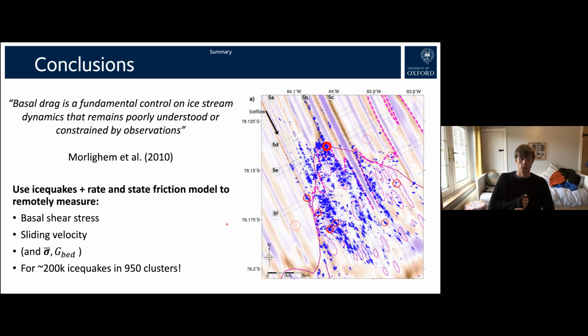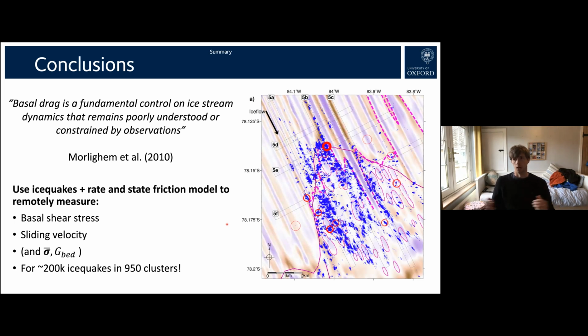And we can use these icequakes with this rate and state friction model, which is obviously an assumption, and let's take it as assumed for today that it's correct, but it might not be the correct model to use. What we can do with that is then we can back out basal shear stress at the bed, sliding velocity, and we get for free the effective normal stress and the shear modulus of the bed as well.